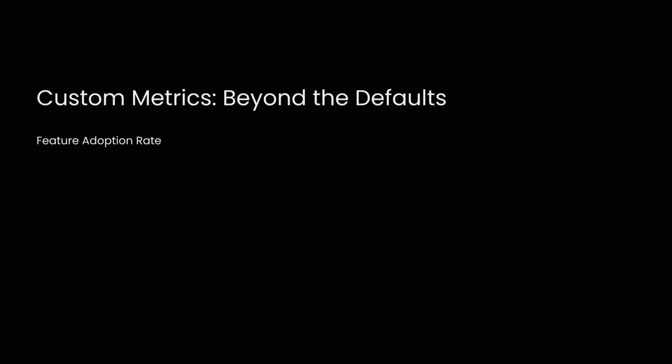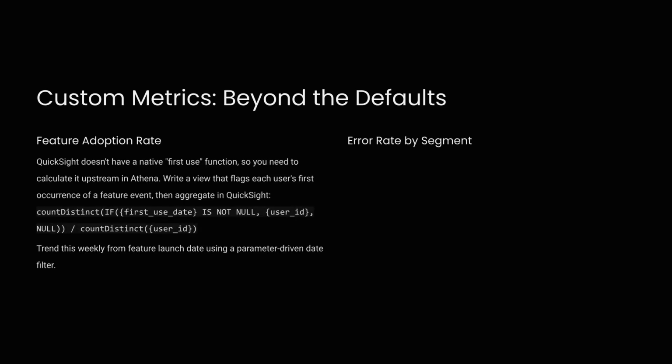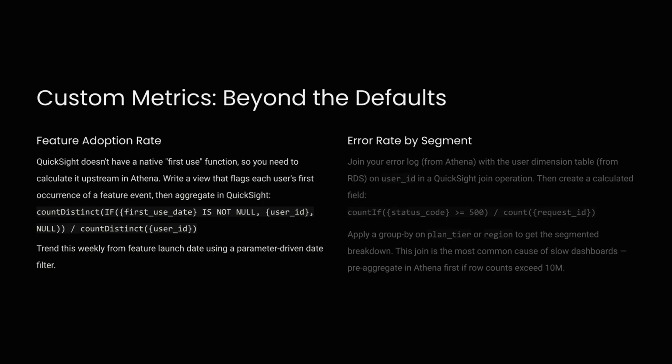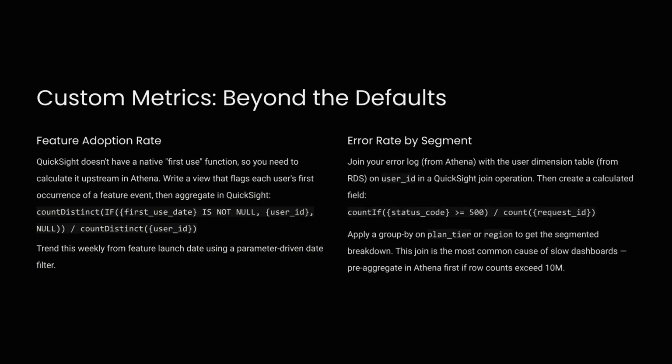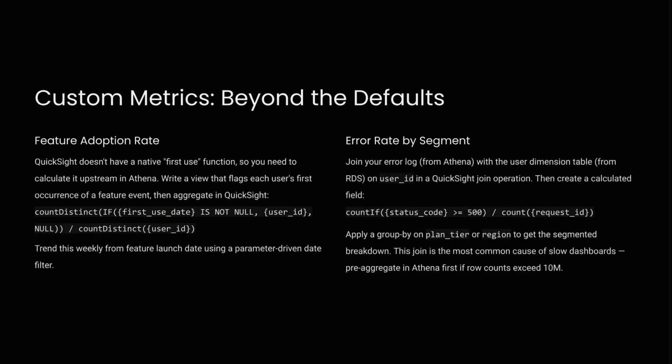Custom metrics, like feature adoption rate, often require upstream calculation in Athena. Error rate by segment involves joining error logs and user dimension tables. Pre-aggregate in Athena if row counts exceed 10 million to prevent slow dashboards.